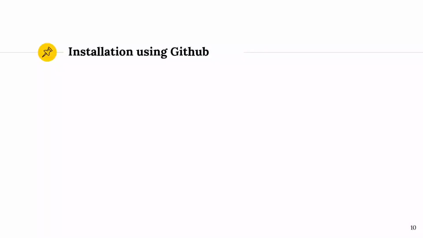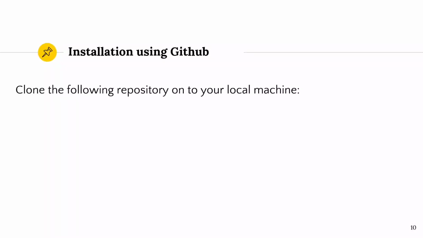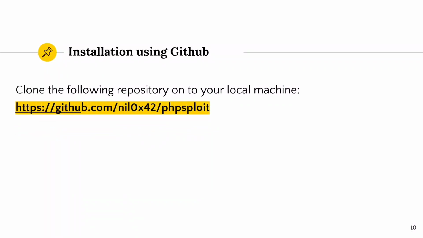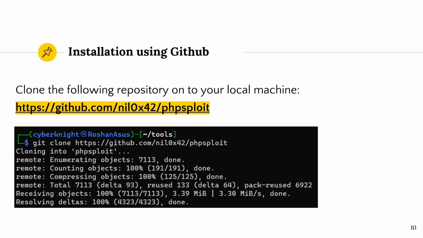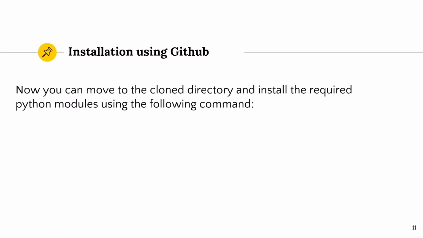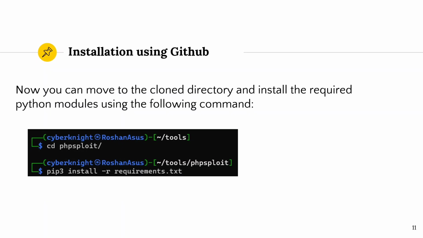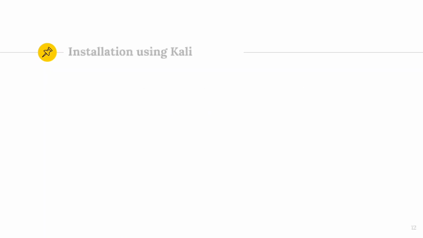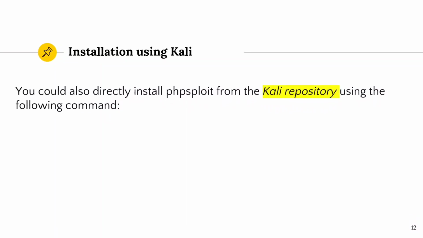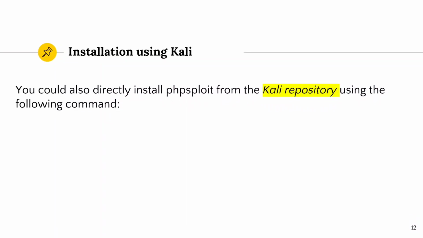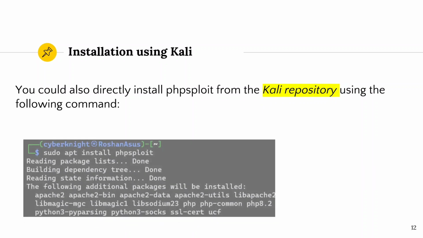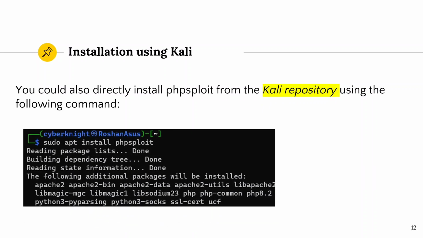So for installation through GitHub, clone the following repository onto your system and use the following command to download the GitHub repository. And then move to the folder using the cd command and install the required Python modules by using the following command. Now for installing using Kali Linux, PHPSploit is available in the Kali repositories and can be installed through the following command.